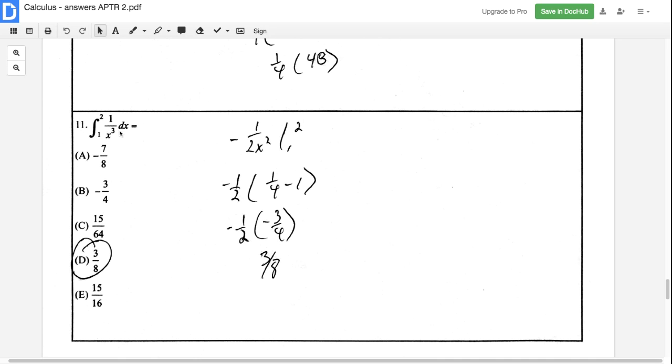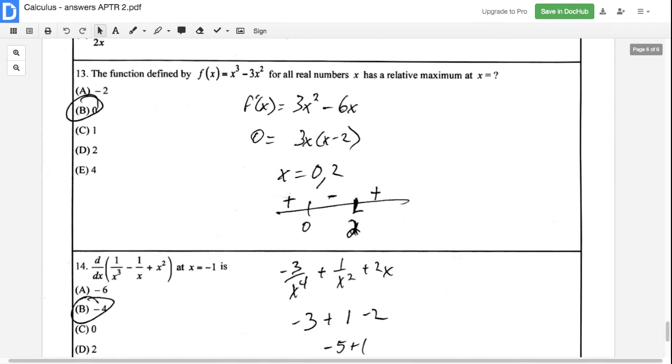All right, the next one, I would recommend moving this one up and making it x to the -3 and then integrating it. When you do that, you get -1 over 2x squared. Plug in the 2. Plug in the 1, you're going to end up with 3/8. Pretty straightforward problem.